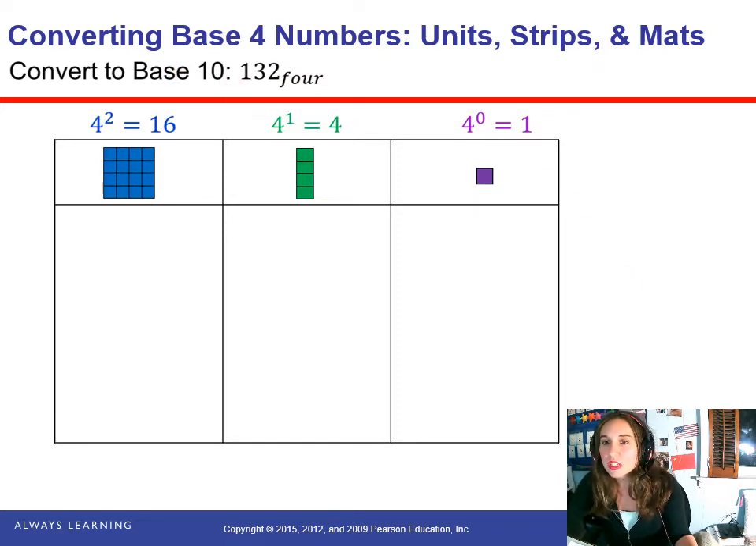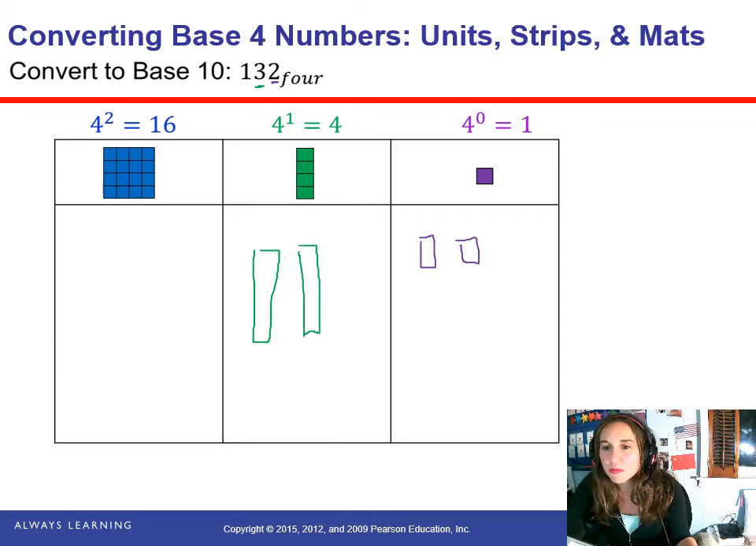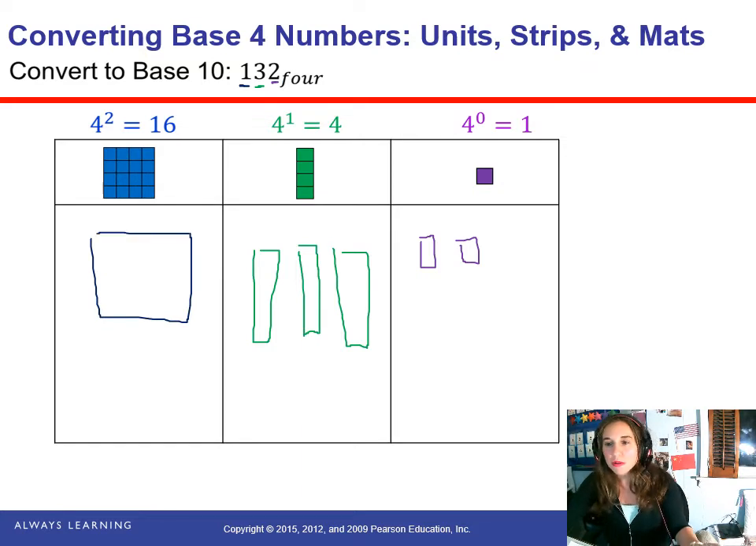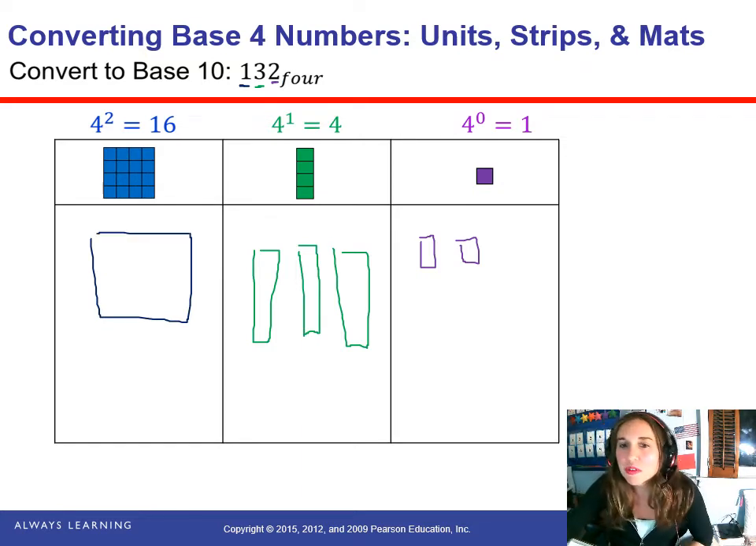So let's do just exactly what we did before. So we look at our 132, let's start in the units place. We see that we need 2 of those, so I'm just going to draw 2 little squares, okay? And then moving over, we look at our 4 to the 1 place value, which is technically a 4, right? We have 3 of those, so I'm going to draw 3 of these long rectangles, and you would just place 3 of your strips. And then moving over again, I see that I just need 1 in the next place value, so I'm just going to draw 1 big square, 1 mat, okay?